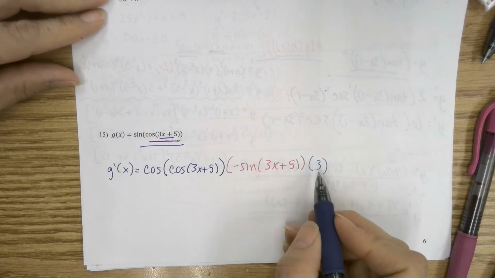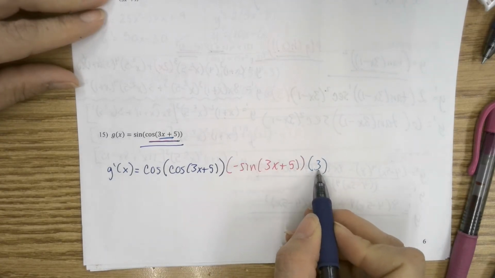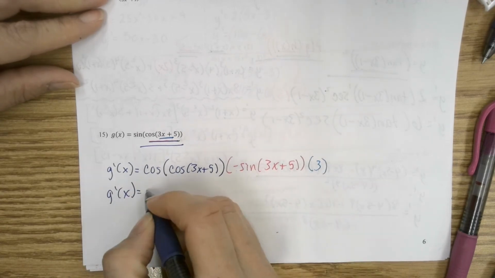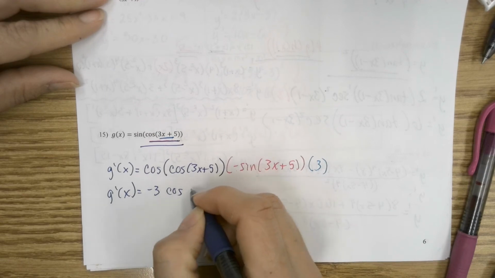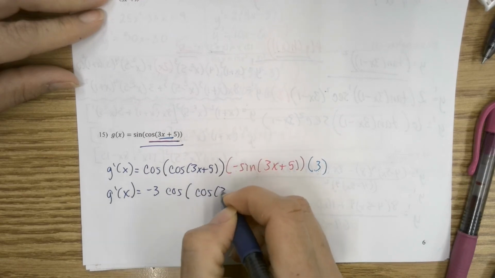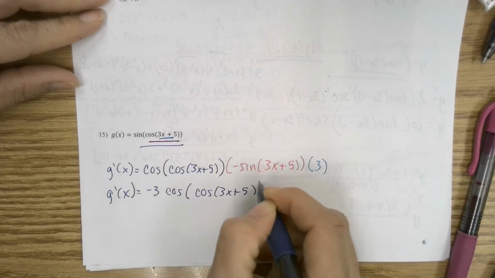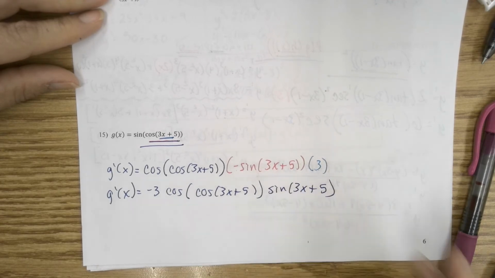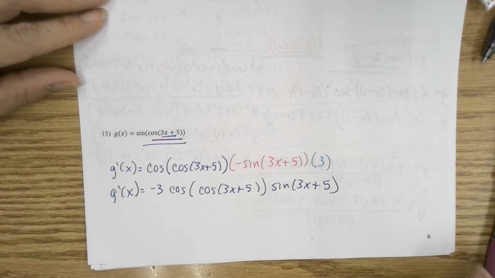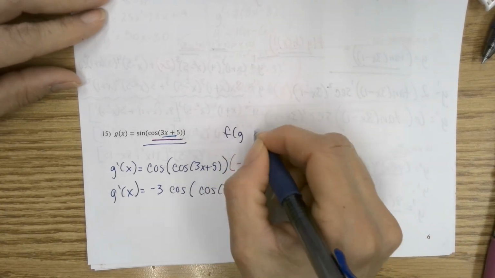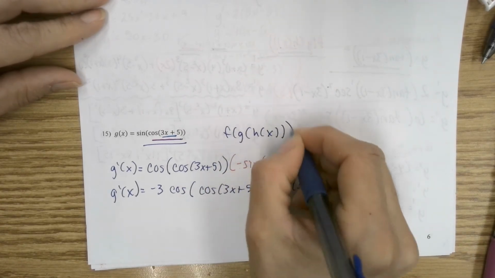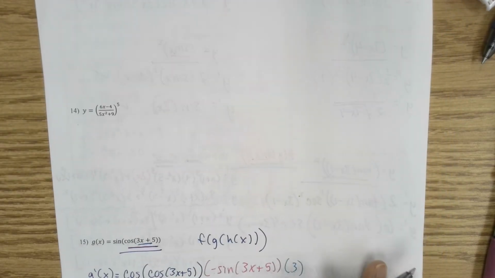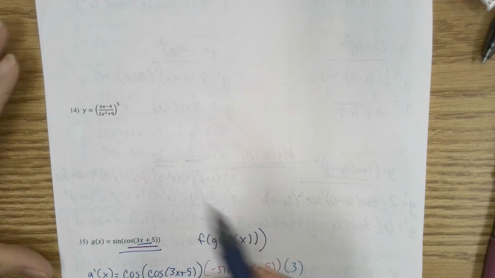So really the only thing you can do here, you can multiply this 3 times that negative and pull that way out to the front. So negative 3 cosine of 3x plus 5 times sine of 3x plus 5. Okay, so there's an example in the form of f of g of h of x. Function within a function within a function. All right, I'm going to back up and take a look at example number 14.